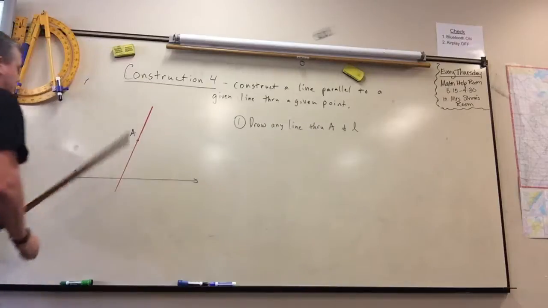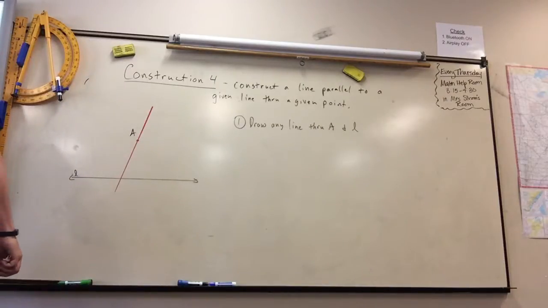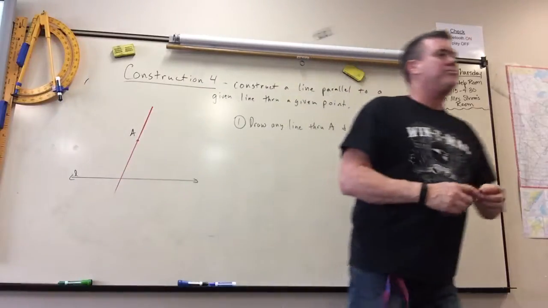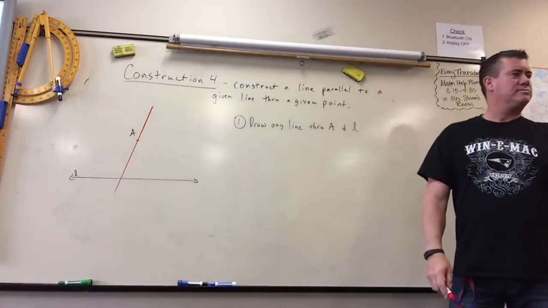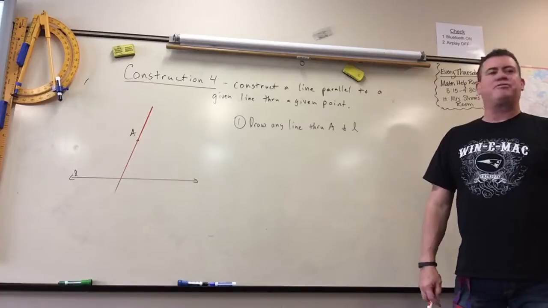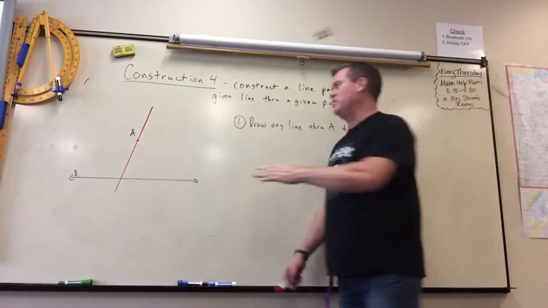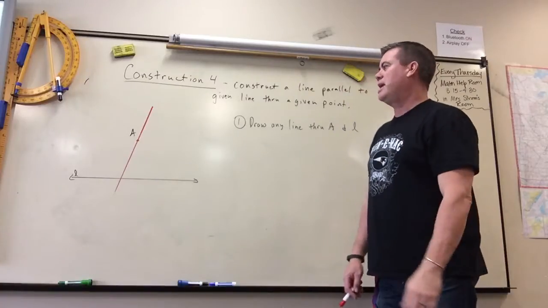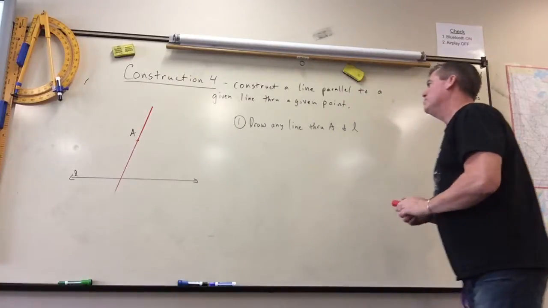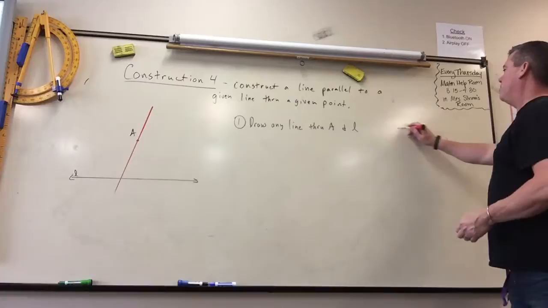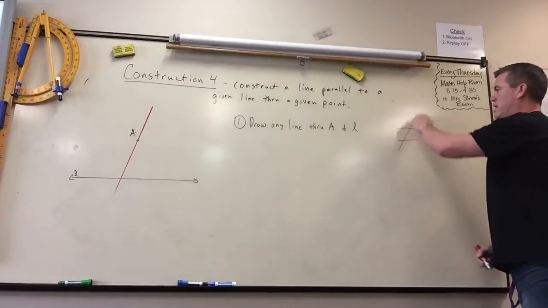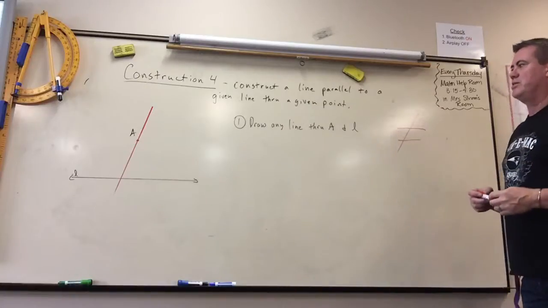So the first step is to draw any line through A and L. It doesn't matter what angle you put it through. So you just draw any line through it. That's gonna end up being the transversal. Because we have this line, we drew this, so then we just gotta draw the top line.